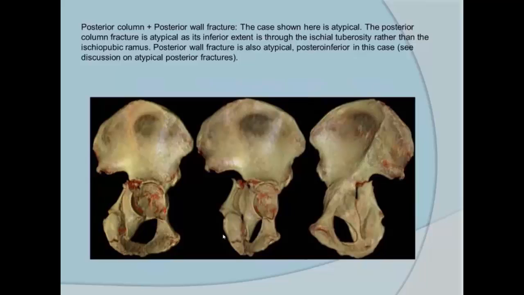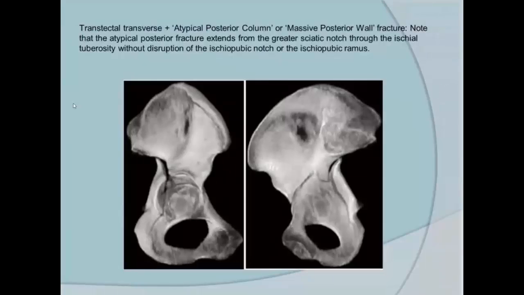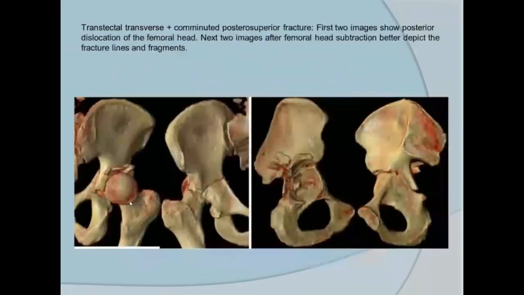Now this is a highly comminuted posterior wall and posterior column fracture. This is atypical. The posterior column is atypical as its inferior extent goes through the ischial tuberosity rather than the ischiopubic ramus. Now this is transtectal and atypical posterior column or massive posterior wall extending all the way to the greater sciatic notch. Then comes the transtectal transverse and the comminuted posterior superior fracture.